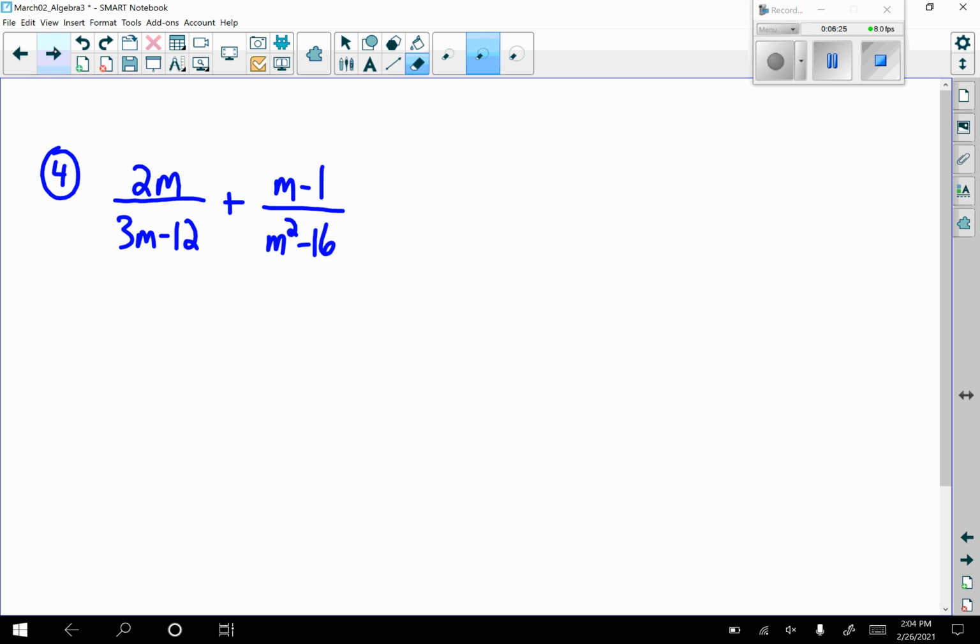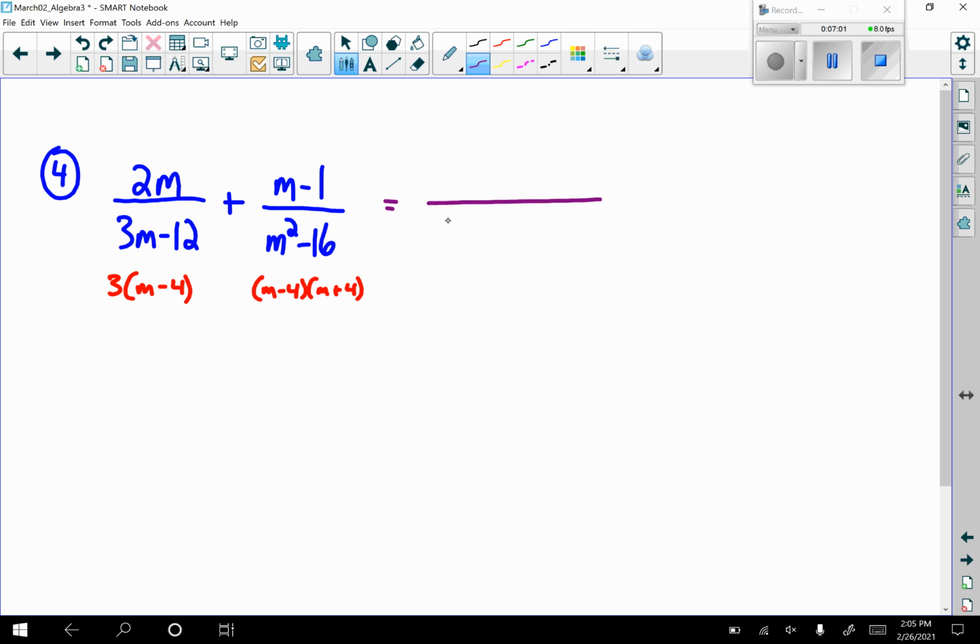Okay, here's another one. We're adding fractions. Pause the video to work on this. All right, and if you need more time, just pause the video again. In order to determine the LCD, we want to factor our denominator. So the 3m minus 12, we could factor out a 3. We're left with m minus 4. m squared minus 16 factors into m minus 4 times m plus 4. So our LCD is 3, m minus 4, and m plus 4.